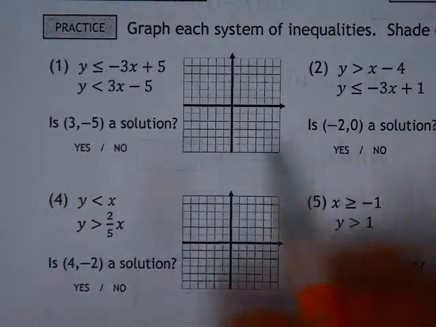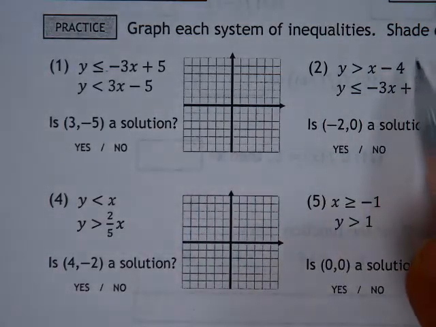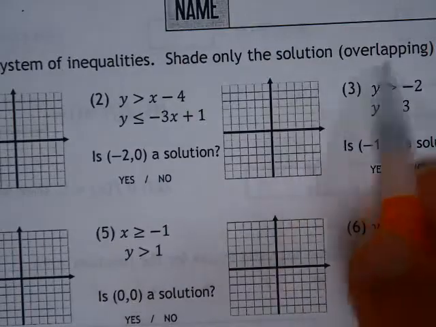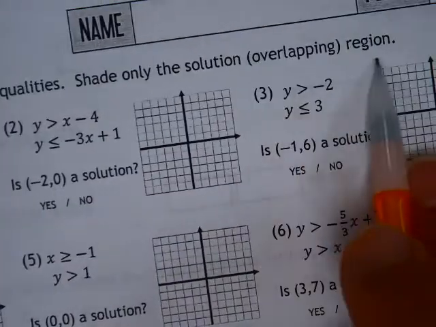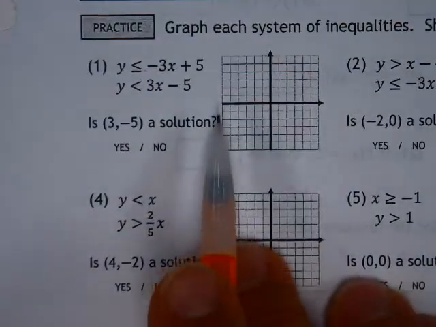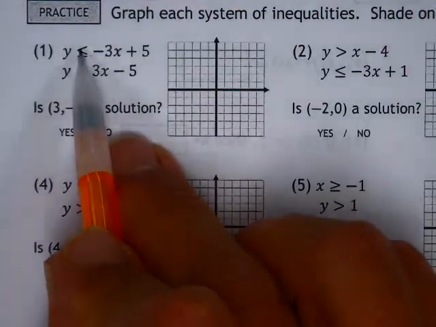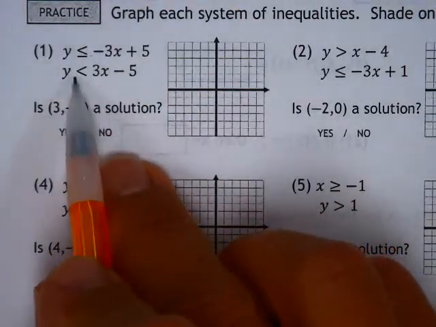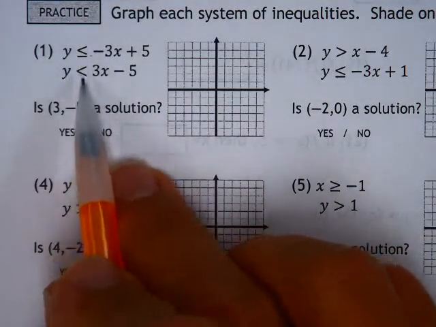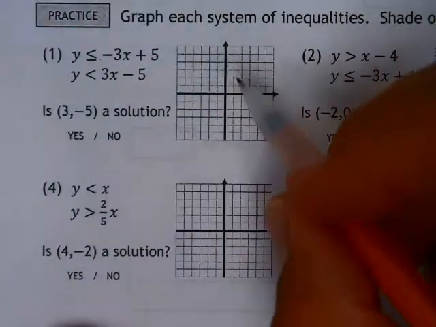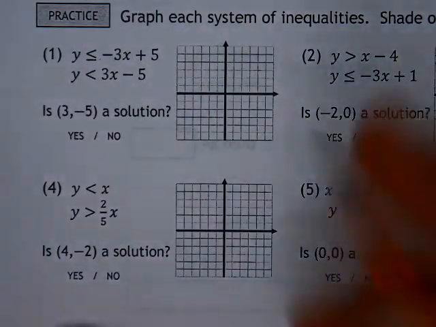In this section here, we're told to graph each system of inequalities and shade only the solution of overlapping region. Okay, so that means we're going to have to apply this greater than or less than or equal to, and have some sort of notation, and then shade it when we're done, when we know where it all is going to go.